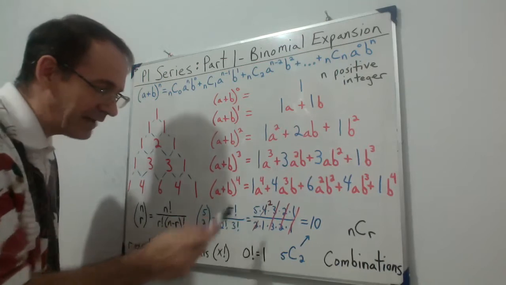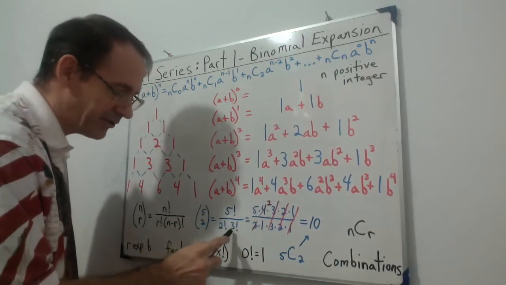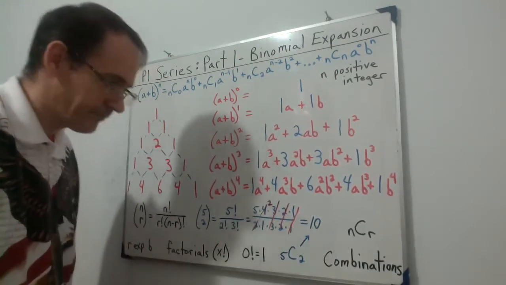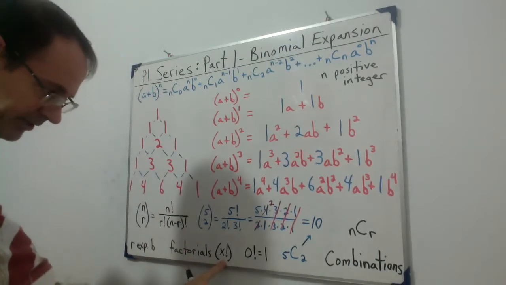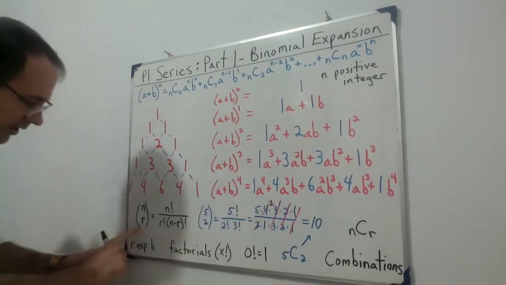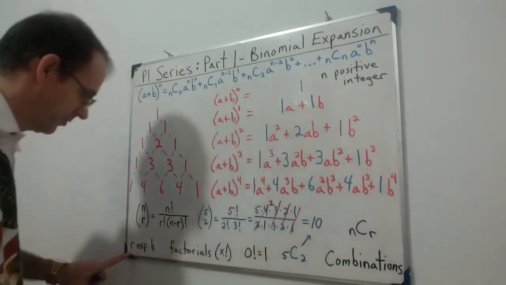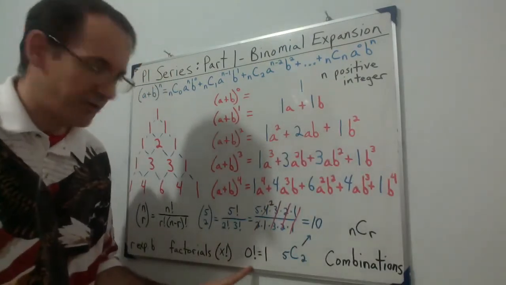So if you did 5 factorial divided by parentheses 2 factorial times 3 factorial in parentheses, you will get 10. So this is factorials. This is the key on your calculator. The r, remember, is the exponent from the B term. And this is something you should know as well.